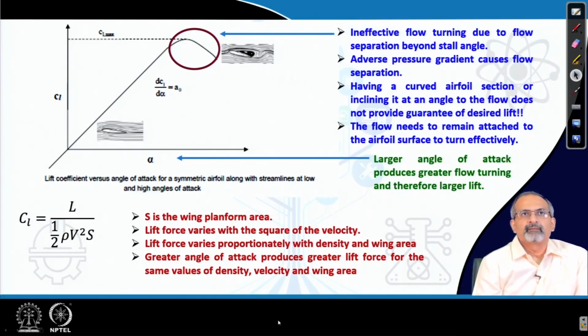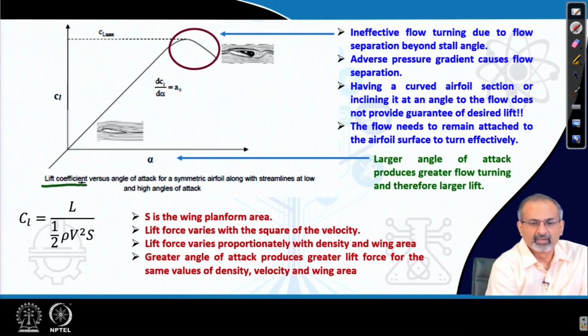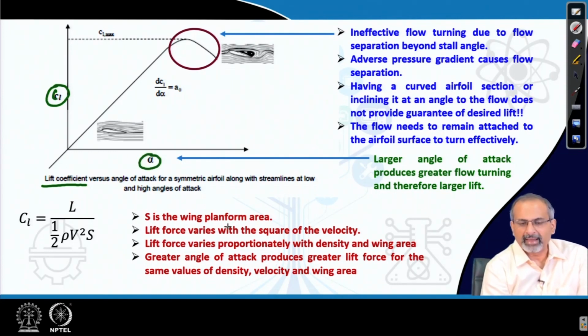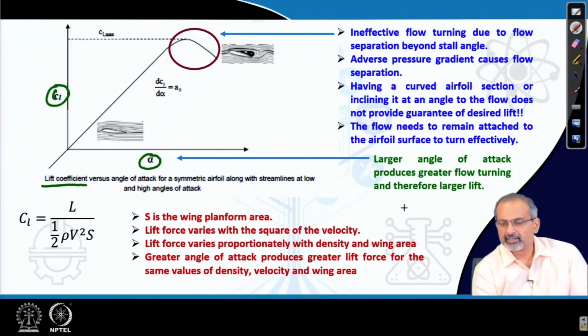Now, let us see a typical nature of lift coefficient. We have the lift coefficient indicated along the y axis, and we have angle of attack shown on the x axis. We had discussed earlier that an airfoil section may be facing the airflow at a certain angle. How do we define this angle?